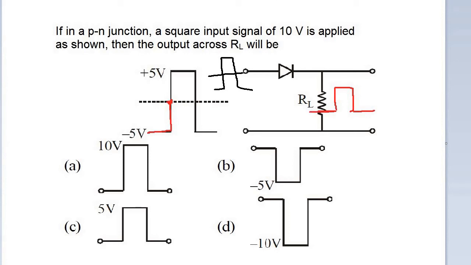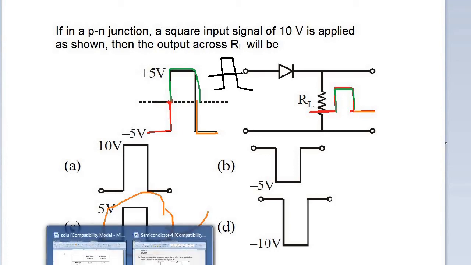I'll draw with this green one. For this part we have this, this is what we have for the green part. Then again for this part, it goes in reverse bias and it does not conduct. So this is the correct option. This is the right one. So we come to the last one.